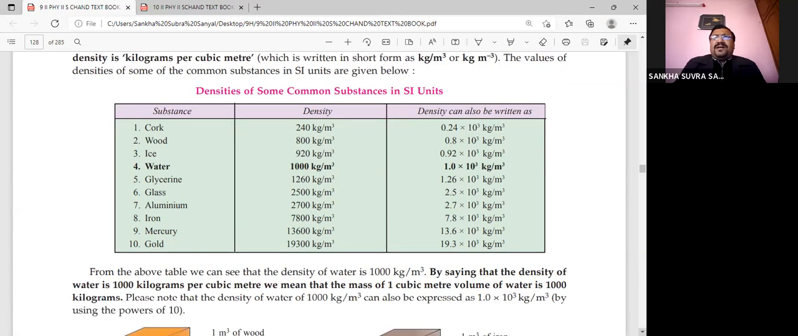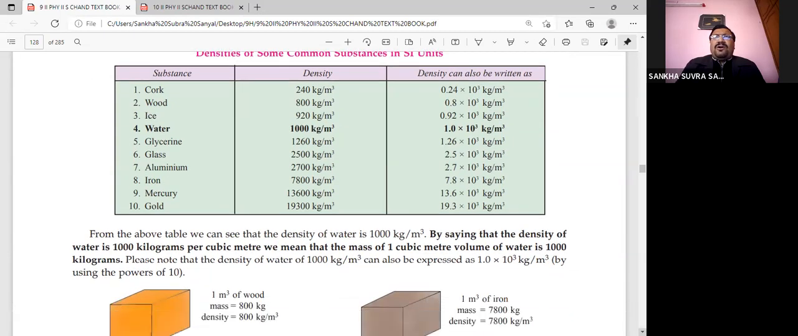If we talk about some of the densities of commonly known substances, if I consider the density of water to be 1000 kg per meter cube, then cork, wood, and ice are lighter than water, while glycerine, glass, aluminium, iron, mercury, and gold happen to be heavier than water. So if I dip a cork into water, or maybe a piece of wood or ice into water, you'd find that they will float, because ice has a density of 920 kg per meter cube, while that of water is 1000 kg per meter cube.